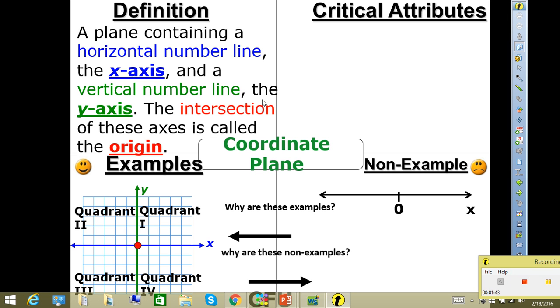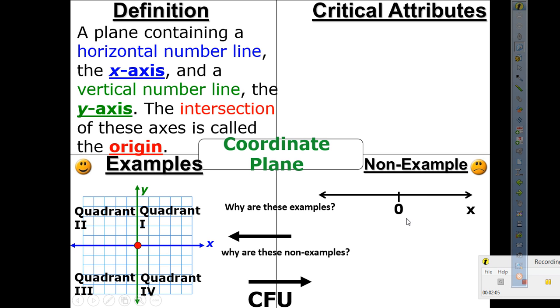Here's the definition. Coordinate plane. The coordinate plane contains a horizontal line, here it is, which is the x-axis, a vertical line, which is the y-axis, and the intersection, which is this point right here, is the point of origin. Remember that? And it has quadrants 1, 2, 3, and 4. So, look at this non-example. Tell your neighbor why this is not a coordinate plane, please.